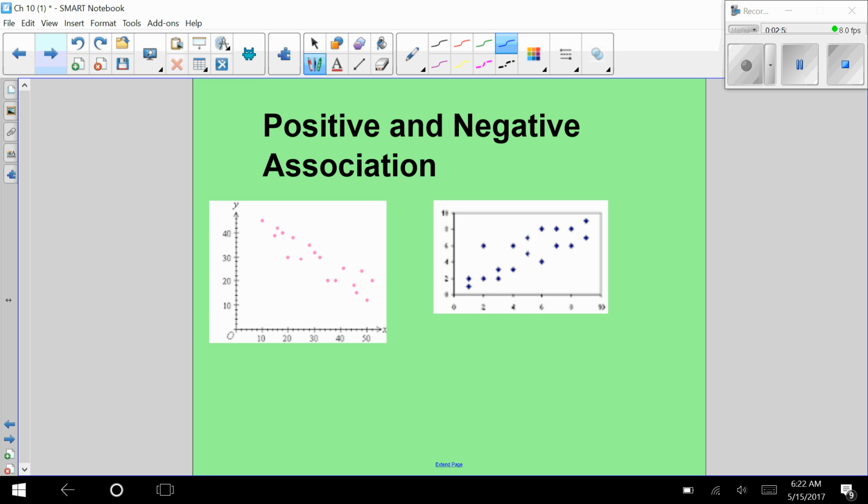The next thing you'll have to do is just determine positive and negative association. This one on the left here, that is negative association because it goes down from left to right. The one on the right here, it's kind of spread apart, but it is overall a positive association.